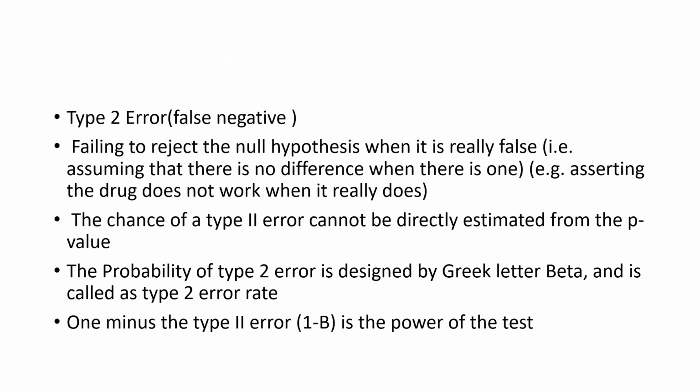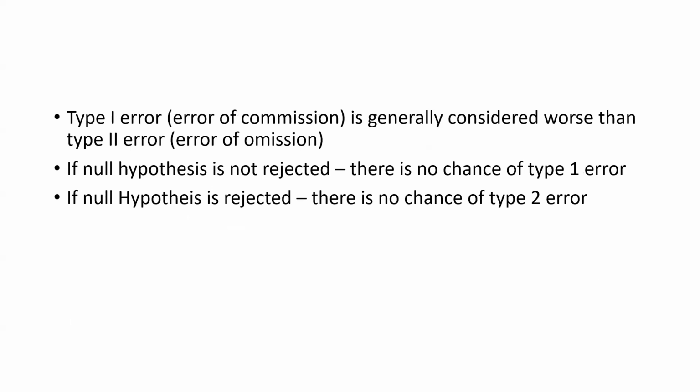Then type 2 error is failing to reject the null hypothesis when it is really false. The chance of type 2 error cannot be directly estimated from the p-value. The probability of type 2 error is denoted by the Greek letter beta and is called the type 2 error rate. Type 1 error is generally considered worse than type 2 error. If the null hypothesis is not rejected, there is a chance of type 2 error. If the null hypothesis is rejected, then there is no chance of type 2 error.